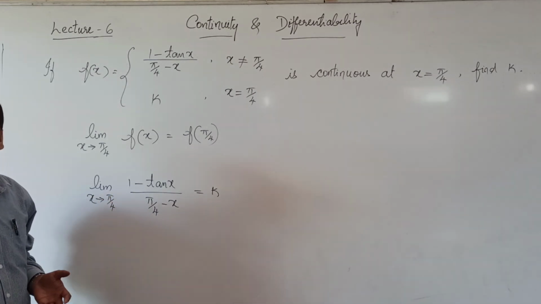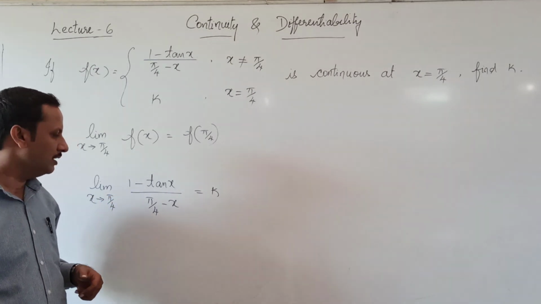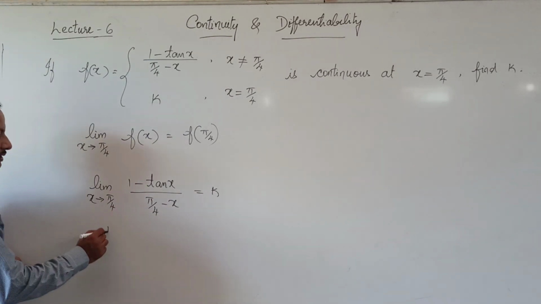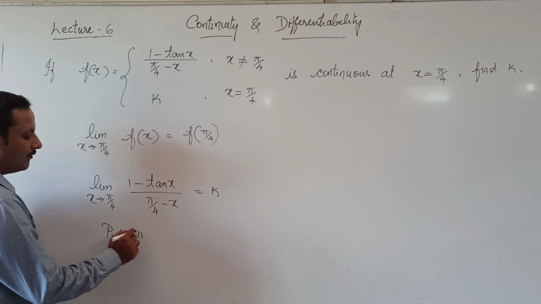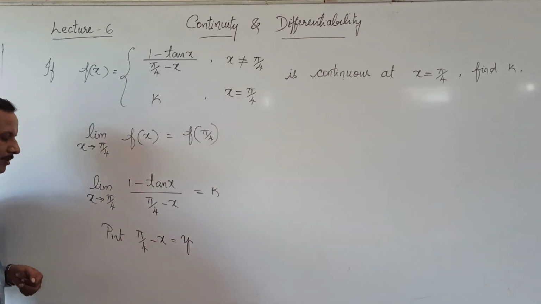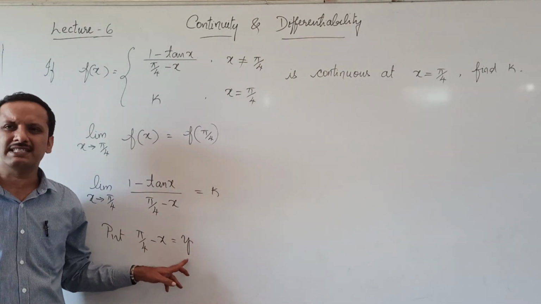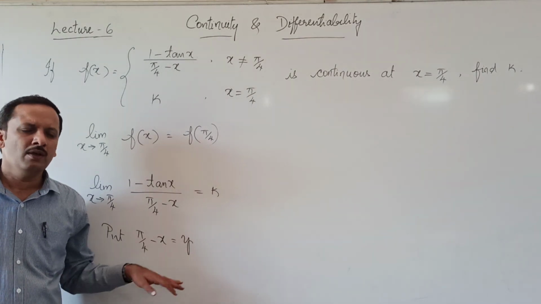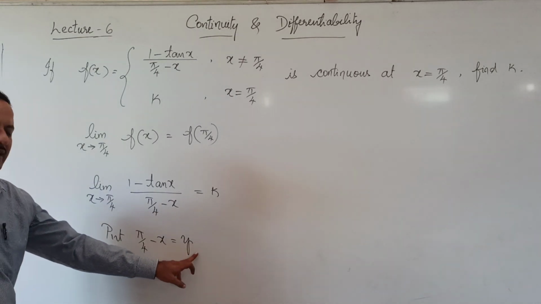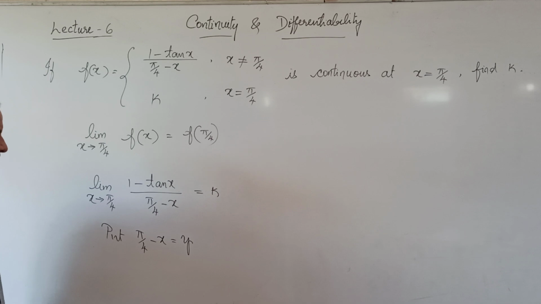We cannot factorize like what we did in the previous problem. So here I will go for one substitution. That is, I will put pi by 4 minus x is equal to y. I am introducing a new variable. Let pi by 4 minus x be equal to y. When pi by 4 minus x is equal to y, x can be written as pi by 4 minus y.